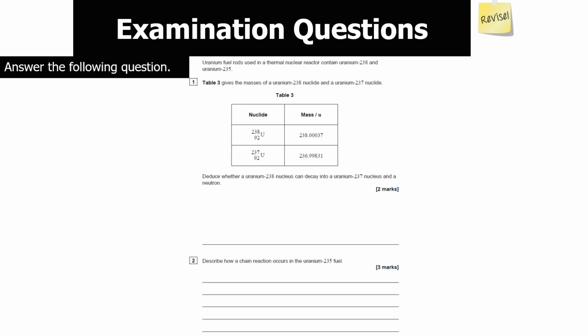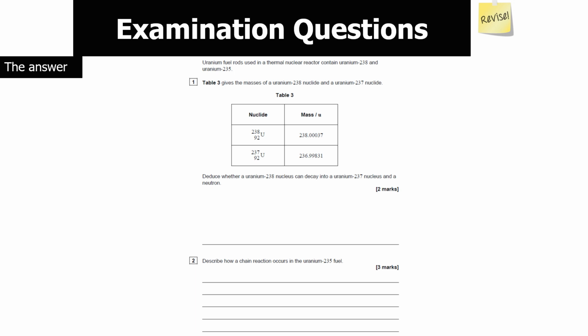The next question says, uranium fuel rods used in a thermonuclear reactor contain uranium-238 and uranium-235. Table 3 gives the mass of a uranium-238 nuclide and a uranium-237 nuclide. Deduce whether a uranium-238 nucleus can decay into a uranium-237 nucleus and a neutron. Then describe how a chain reaction occurs in the uranium-235 fuel. So pause the video now, then unpause the video when you want to go through your answer.